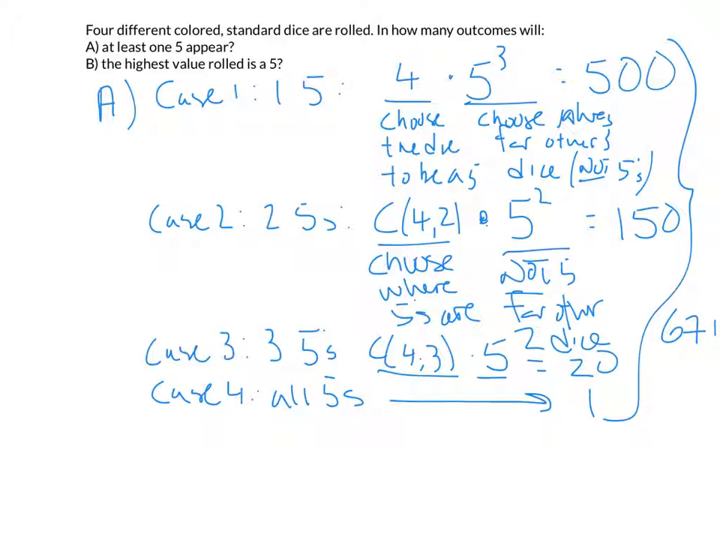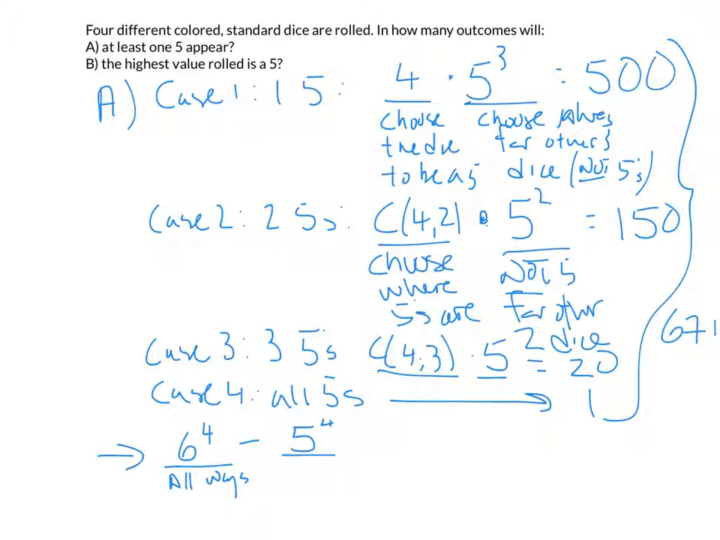Now, alternatively, you could do this problem the following way. You can take all the different ways there are to roll the dice, which is all the different outcomes you can have. So there's 6 choices for the first die, 6 choices for the second, and so on. So this is all ways. And since we have a problem that says at least 1 5 appears, that means we could subtract off all the cases where no 5s appear. And that can be found relatively easily by doing 5 to the 4th.